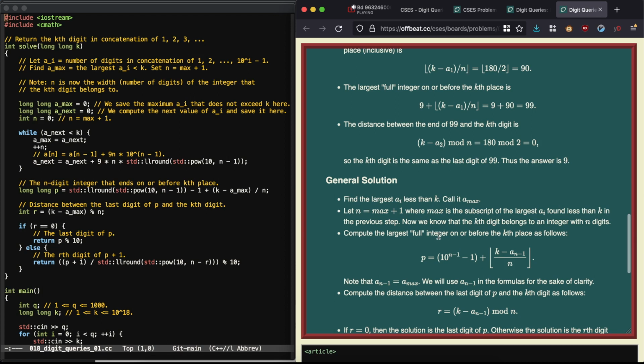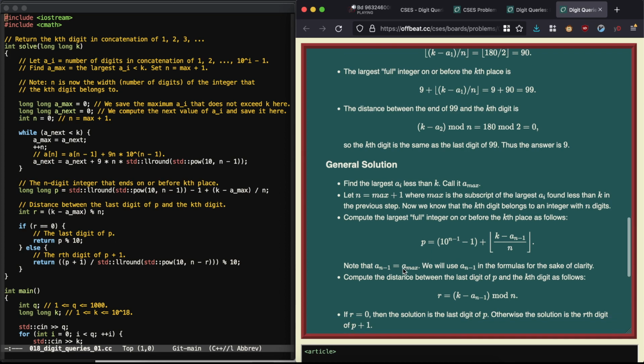Then compute the largest full integer on or before the kth place as follows. So p equals this previous integer, that integer which looks like 99999, plus how many full integers do we have? That distance that we were talking about divided by the number of digits in each of those integers on the right side. That I'm denoting with p here, and I'll be using the same variables in the code as well. And note that a_{n-1} equals a max. So this number a_{n-1} is the previous number, a max, that first peg that we found.